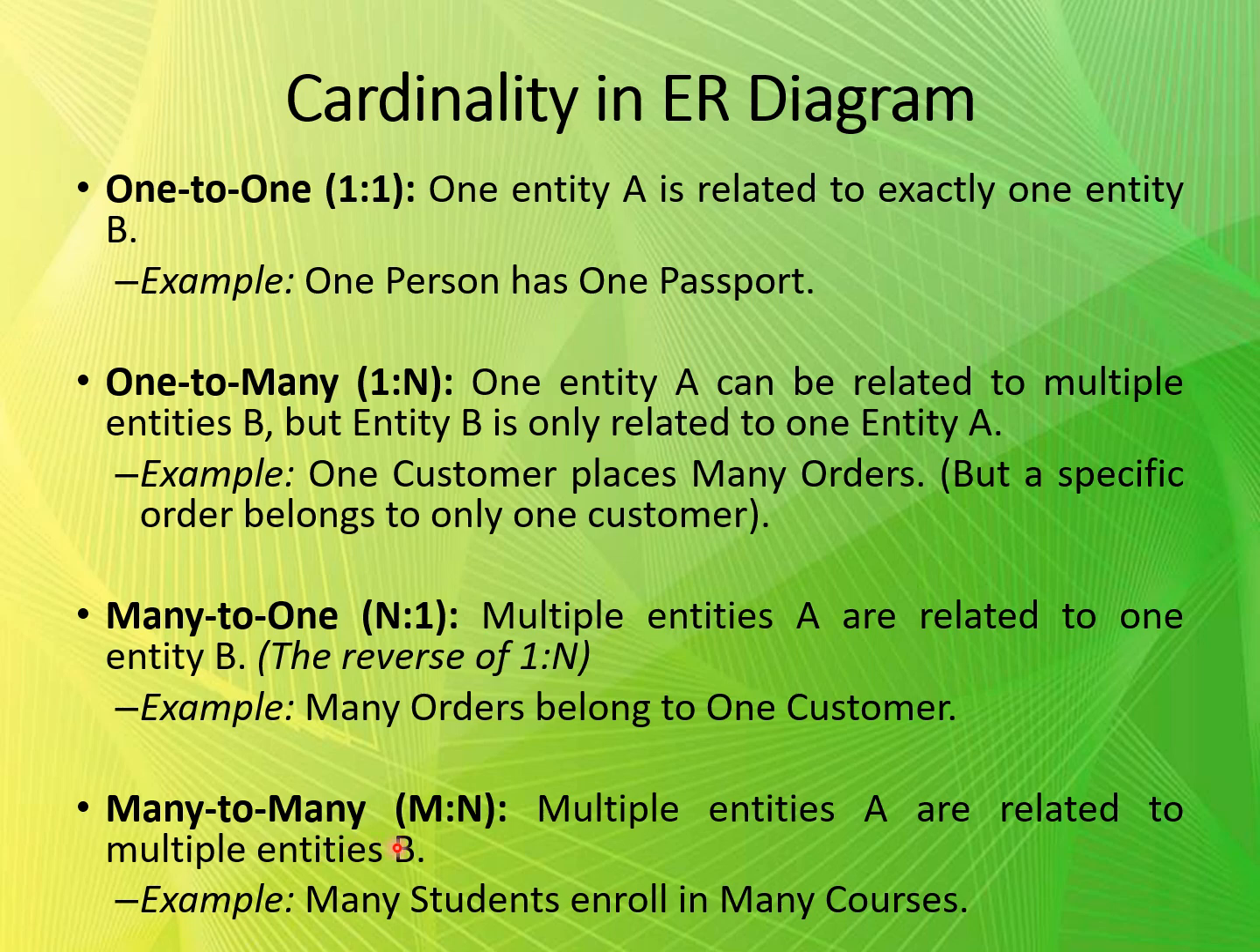Many to many. It is denoted by M is to N. Multiple entities A are related to multiple entities B. For example, many students enroll in many courses. So these cardinalities are used to represent in ER diagram.